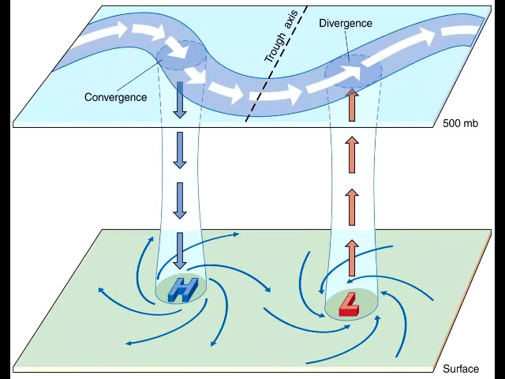Decreasing vorticity in the zone between the trough and the ridge leads to upper air divergence and rising motion throughout the atmosphere, which supports surface low pressure areas. Increasing vorticity in the zone between the ridge and the trough leads to upper air convergence and sinking motions throughout the atmosphere, which support surface high pressure areas.